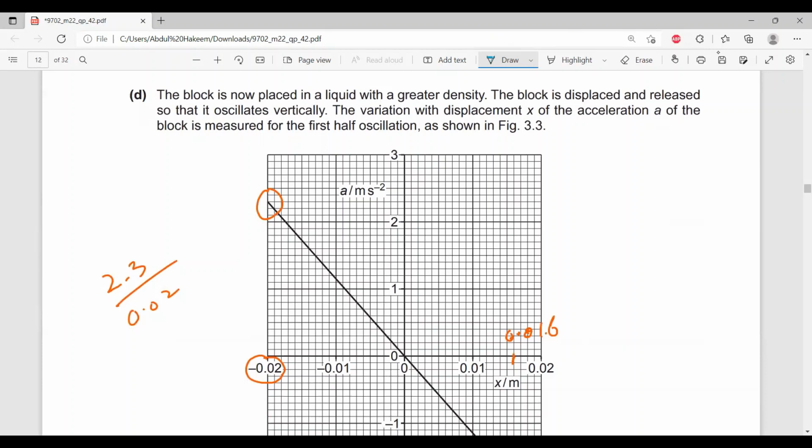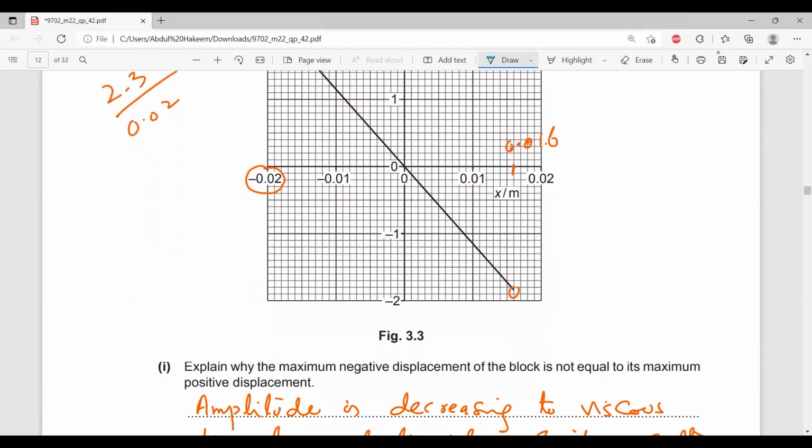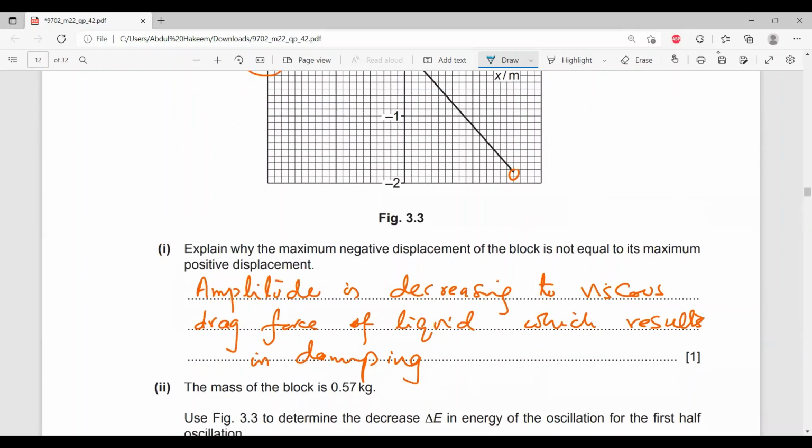Next, the block is now placed in liquid with greater density. The block is displaced and released so that it oscillates vertically. The variation with displacement x of the acceleration a of the block is measured for the first half oscillation. Okay, this is the acceleration-displacement graph. Explain why the maximum negative displacement of the block is not equal to the maximum positive displacement.